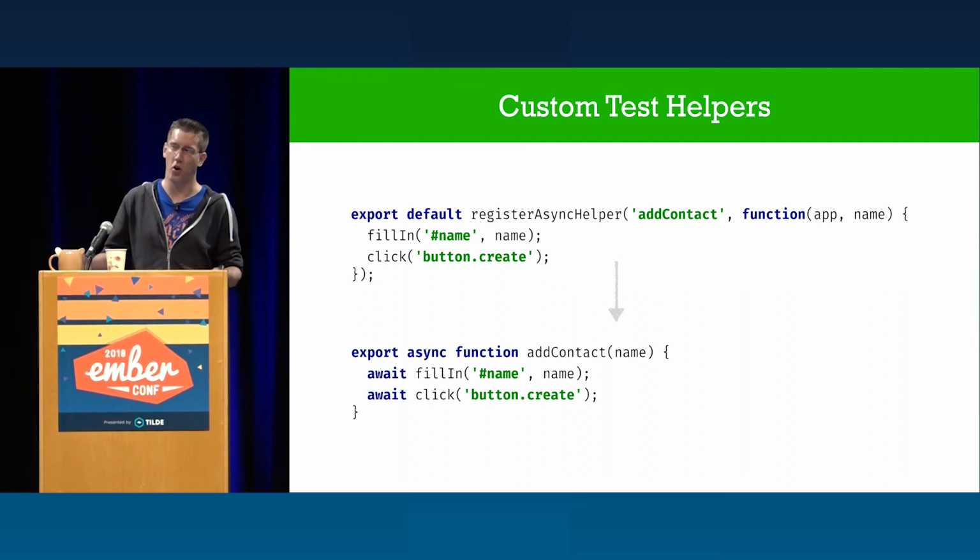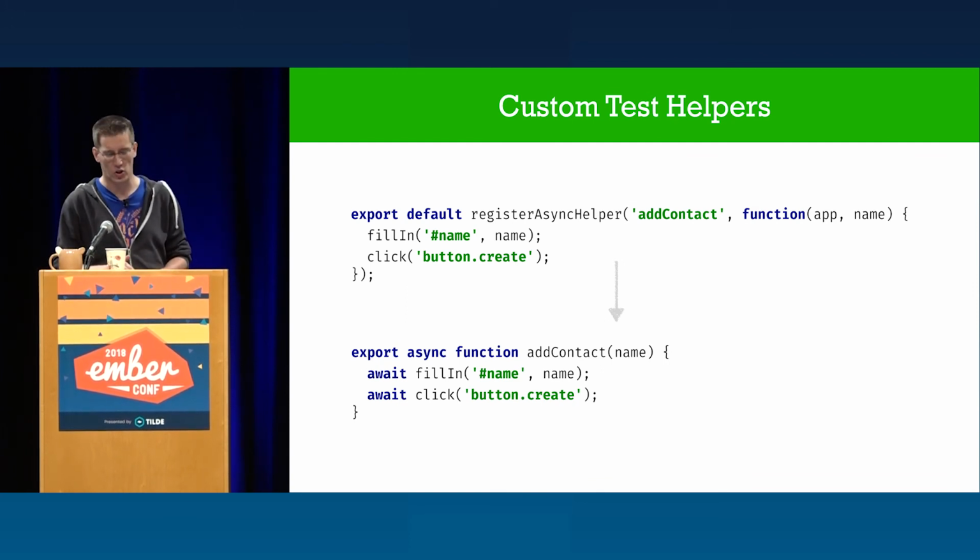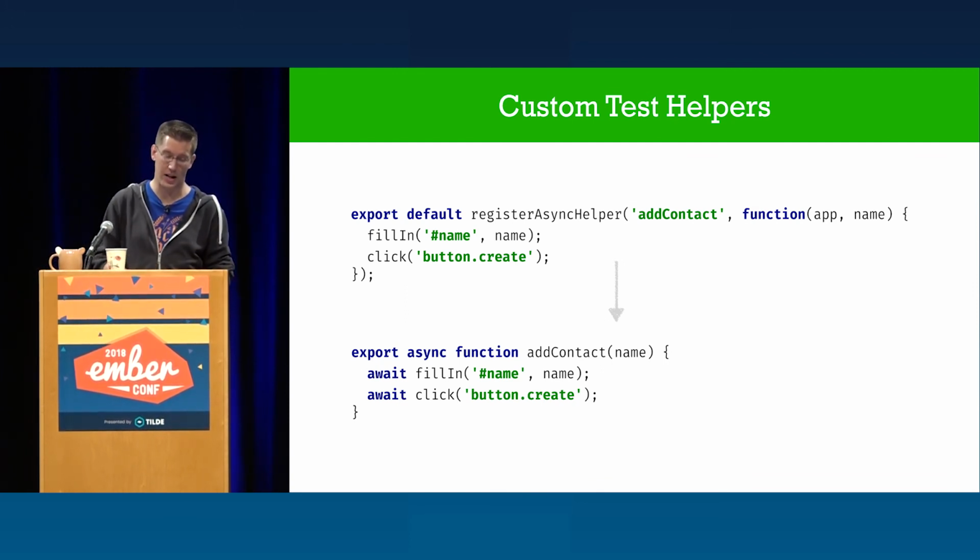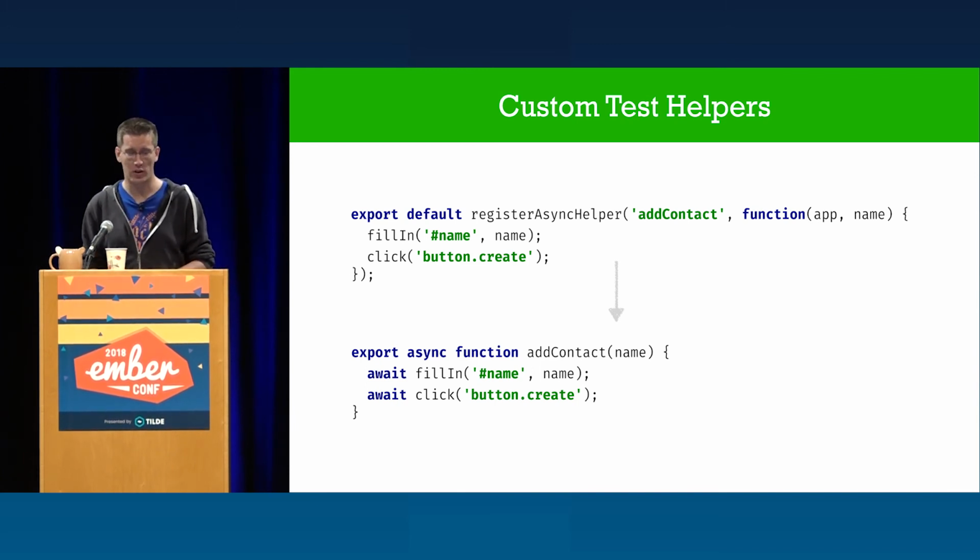You're not actually exporting anything. You're actually calling the register async helper function, passing in the name of the function that you're defining next, and it all looks a bit weird. Also, it's using the old helpers, which isn't great. What we do now is this.